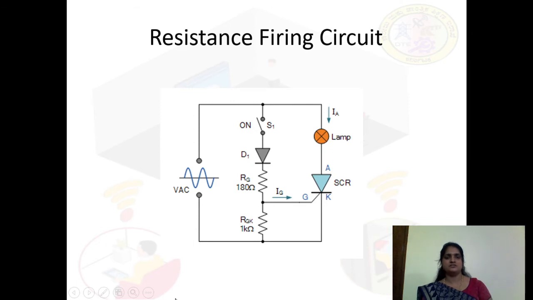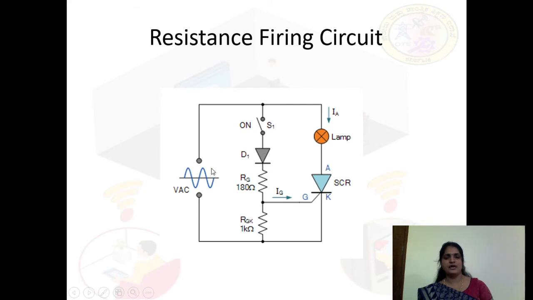Just now we discussed the firing angle. It's the application of the gate signal between the gate and the cathode terminal. So here we have connected the gate and the cathode terminal, and in between them we have connected a resistance. So it's a circuit called a resistance firing circuit.